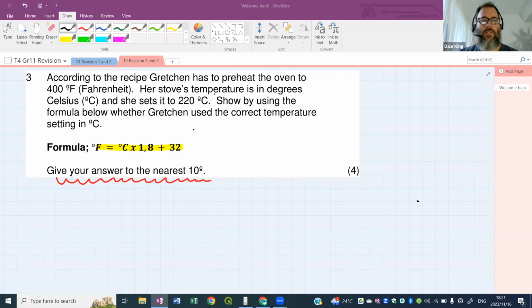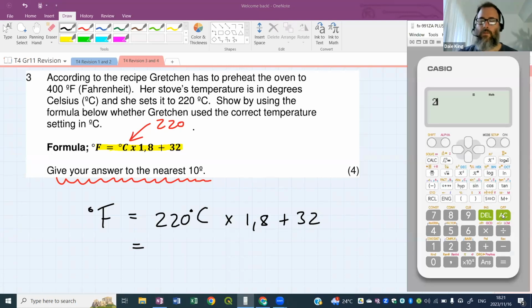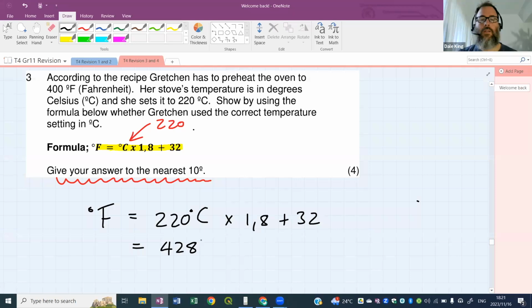Okay, good. So you guys have said that we need to use the formula and to find out what degrees Fahrenheit she is going to have if she uses 220 degrees Celsius. We're going to put that into the formula at degrees C. All right, we'll put in a 220 at degrees C there. And let's see what she gets. We need to multiply it by 1.8, and then we need to add 32. So 220 times 1.8 plus 32 gives us 428 degrees Fahrenheit.